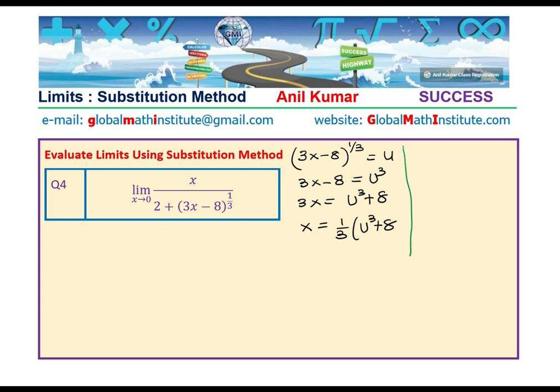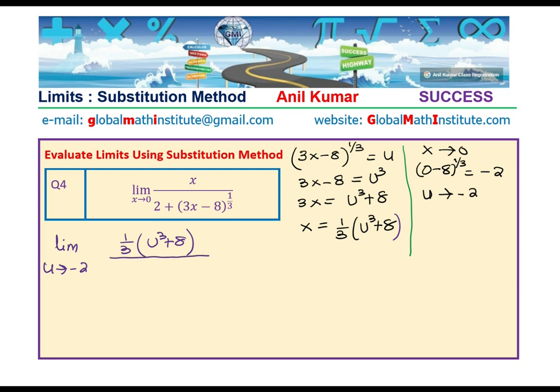And now let's look into the limit part. As x approaches 0, 3x minus 8 approaches 0 minus 8, and its cube root is equal to minus 2. That means u approaches minus 2. Correct? So let's rewrite the question. We get this as the limit as u approaches minus 2. X is 1/3 of u cube plus 8, right? Divided by 2 plus u.